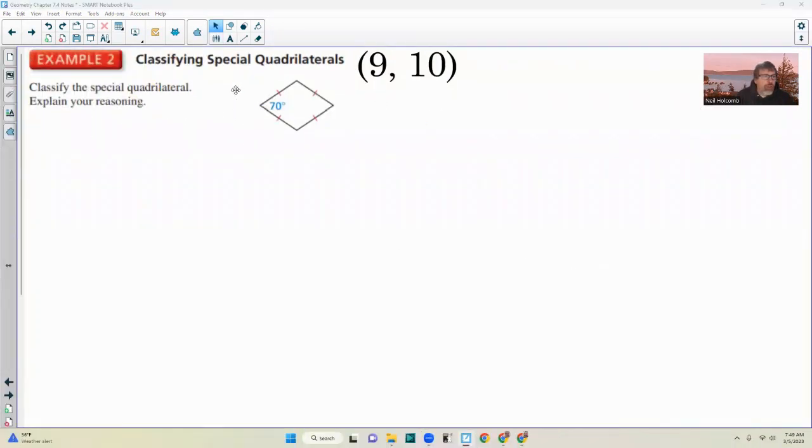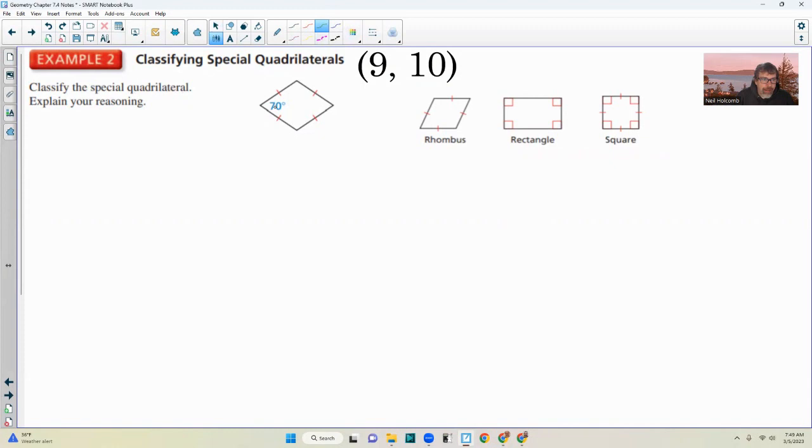Okay, so classifying special quadrilaterals. So classify the special quadrilateral right here, explain your reasoning. So the first thing I'm going to do is think about, okay, a rhombus has 4 congruent sides. A rectangle has 4 right angles, and a square has both 4 congruent sides and 4 right angles. So when I look at this diagram, I see 70 degrees. So goodbye to rectangles, because 70 is not 90. Goodbye to square, because 70 is not 90. We have 4 congruent sides, okay, and angles that are not 90 degrees. So this is a rhombus.